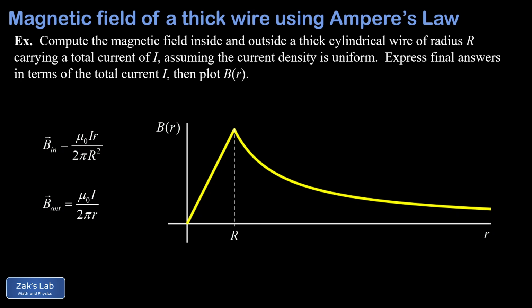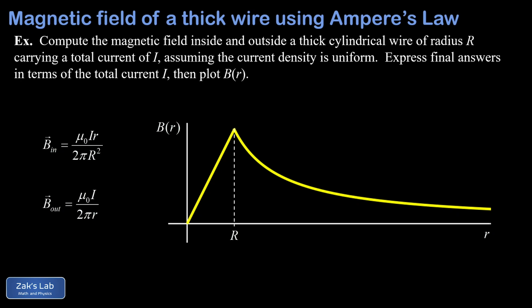So there's the plot of magnetic field as a function of little r, where r goes all the way from the symmetry axis of our thick cylindrical wire and then off to infinity. Right at the kink is where we have the transition from the linear behavior to the 1 over r behavior. And of course that occurs when little r is equal to big R, the radius of the wire.